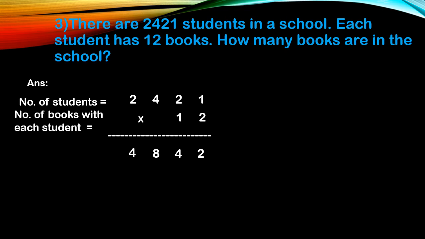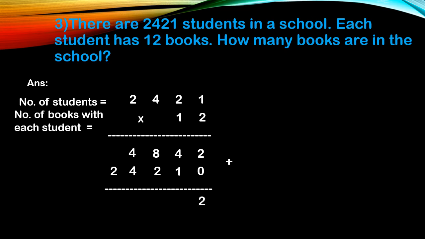Then we have to multiply the tens digit. Before that we have to put 0. Okay, don't forget to put 0. Then 1 ones are 1, 1 twos are 2, 1 fours are 4, then 1 twos are 2. After that we have to add these two partial products.